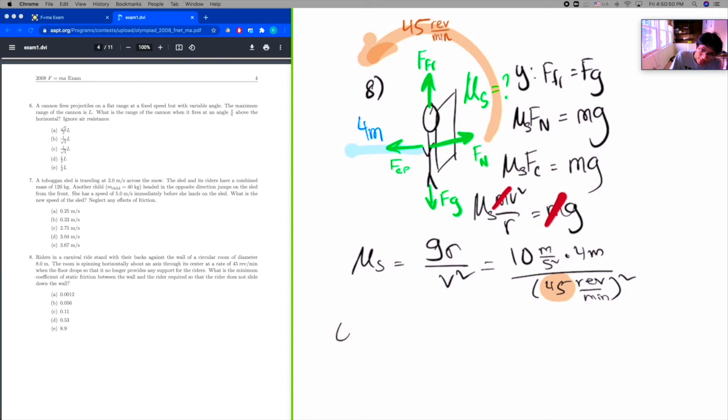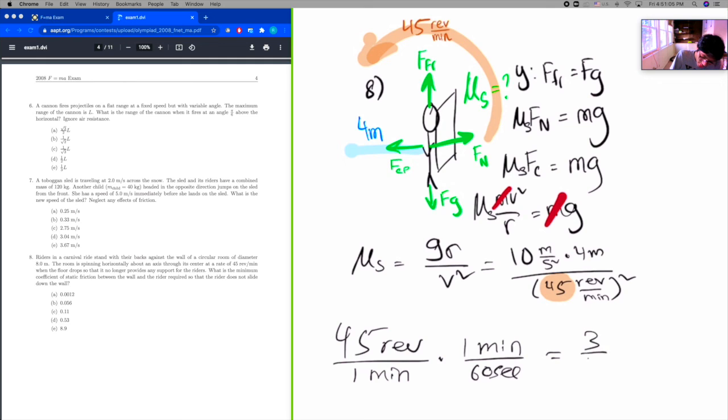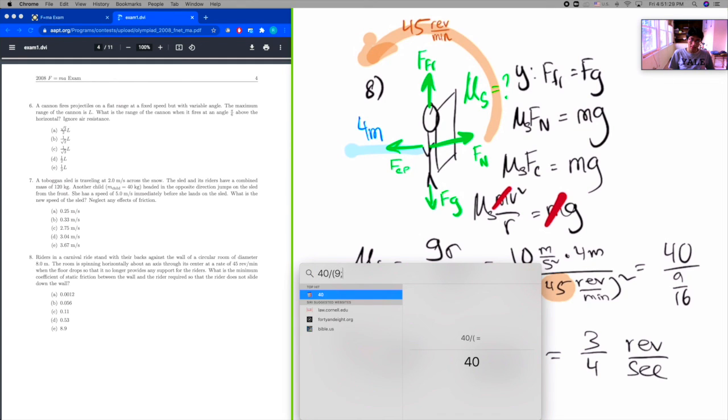So let's do that. 45 revolutions in 1 minute. Well, 1 minute, as we all know, has 60 seconds. So that tells us there's 3/4 of a revolution happening every second. That's a lot of revolutions. Too many revolutions is bad, according to Napoleon. By the way, is 45 over 60 actually 3/4? Thank God it is. Now we can substitute. Maybe now we'll get the answer. So 40 over 9/16. And that's an absurdly big number.